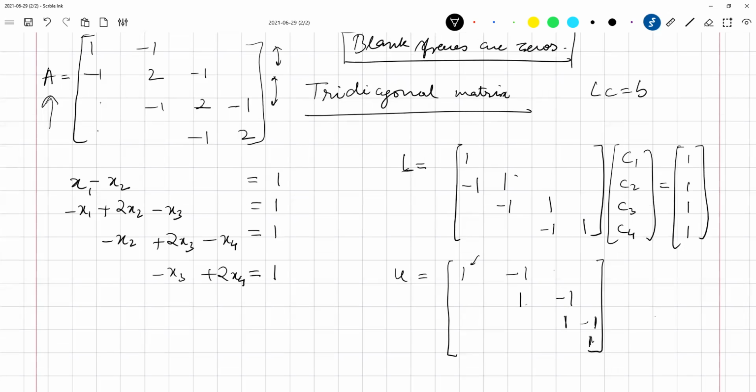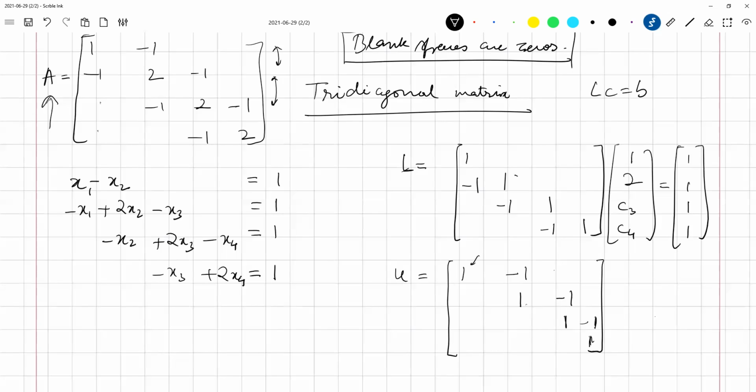What is C1? C1 will be 1, so we'll get a 1 here. What will be the value of C2? Minus 1 into 1 plus C2 is equal to 1. So this will be 2. Is that all right?